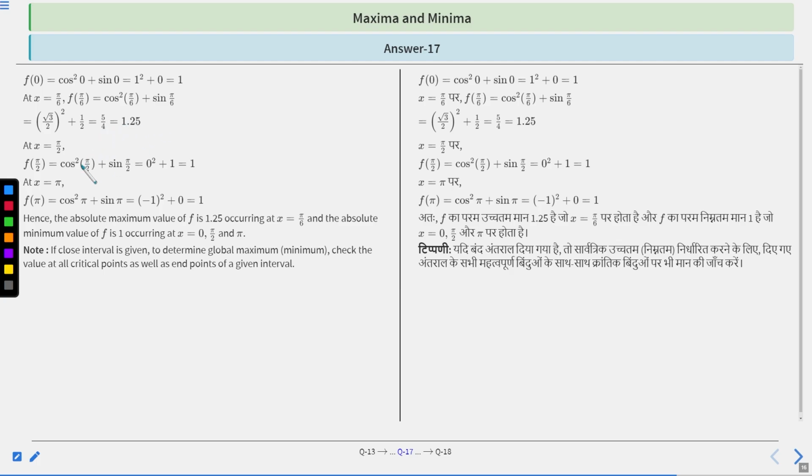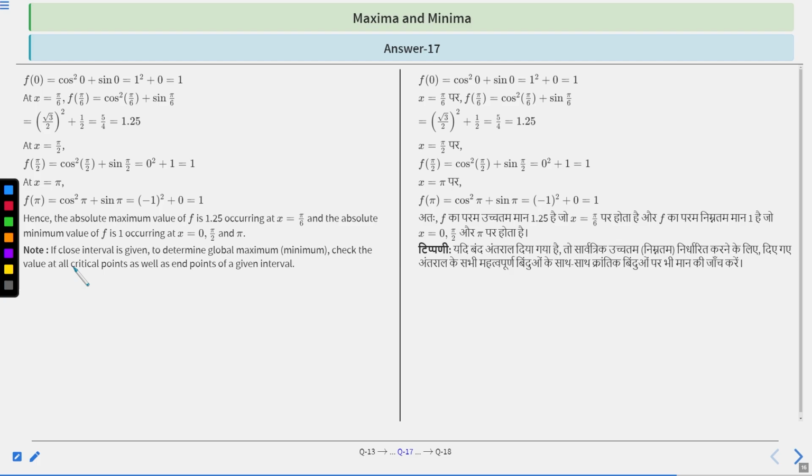Now at x = π/2, f(π/2) = cos²(π/2) + sin(π/2) = 0² + 1, which is 1. Now at x = π, f(π) = cos²π + sin π = (−1)² + 0 = 1. Hence, the absolute maximum value of f is 1.25, occurring at x = π/6, and the absolute minimum value of f is 1, occurring at x = 0, π/2 and π.